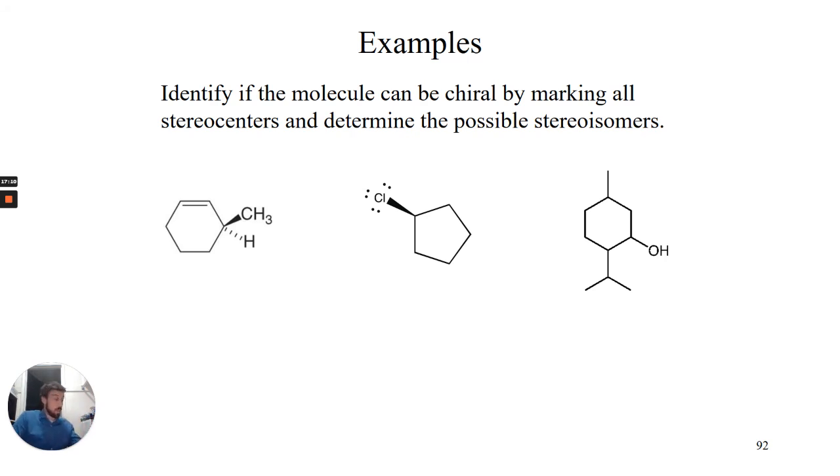So we've got our last example. I believe this is the last slide. So what we want to do is identify if the molecule can be chiral by marking all stereocenters and then determine the possible stereoisomers. So again, 3 examples. We'll give you a second to try and work through some of these. And we're going to quiz you on it.